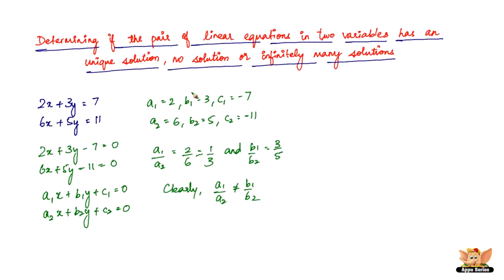Now we've done this in the previous video. We've seen when is it a unique solution, or when is it no solution, or when is it infinitely many solutions. Well, this corresponds to a unique solution. So the given set of linear equations in two variables has a unique solution. Let's look into another set of linear equations in two variables.